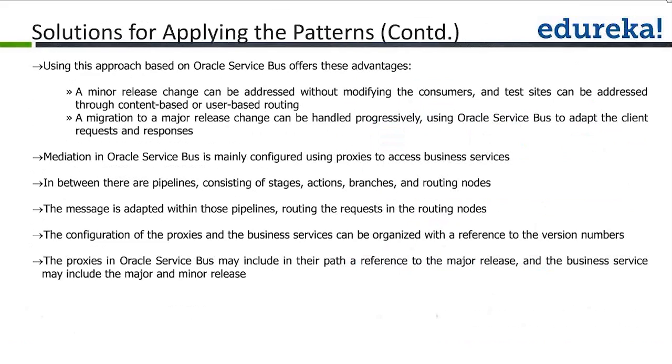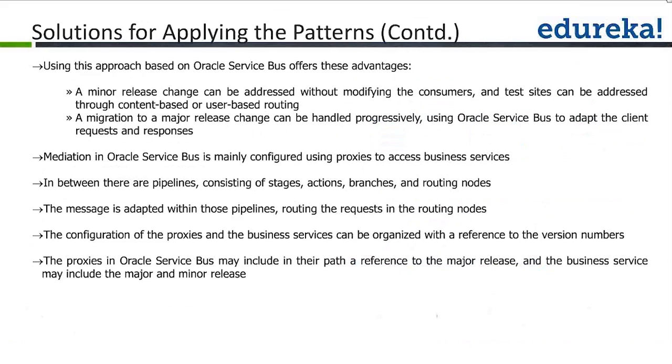A minor release can be addressed without modifying the consumers, and test sites can be addressed through content-based or user-based routing. Exactly. A migration to a major release can be handled progressively using the enterprise service bus to adapt the client request and response. So for minor releases, minor versions, nothing is changed, and for a major migration, the clients have to update.